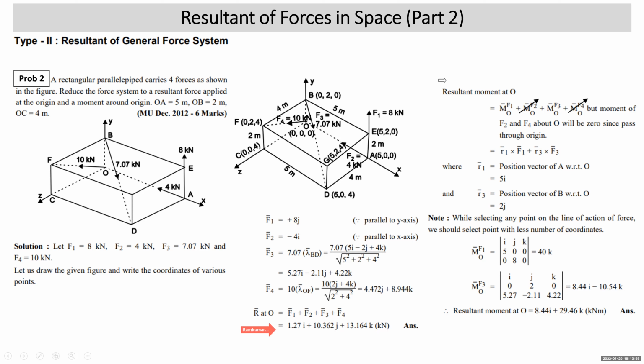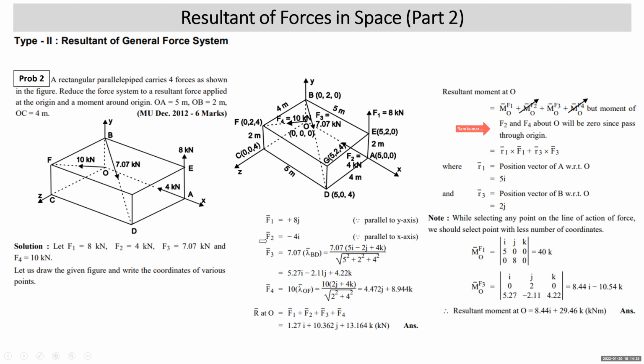After that, you have to find resultant moment at O. Resultant moment at O means what? Sigma MO means moment of F1 about O plus moment of F2 about O plus moment of F3 about O plus moment of F4 about O. But out of these four forces, we should observe: is there any force passing through origin? Yes. Can you see that? F2 force, 4 kilonewton, is passing through origin, and F4 force, which is 10 kilonewton, is acting at O only. So F2 and F4 will give zero moment about O.